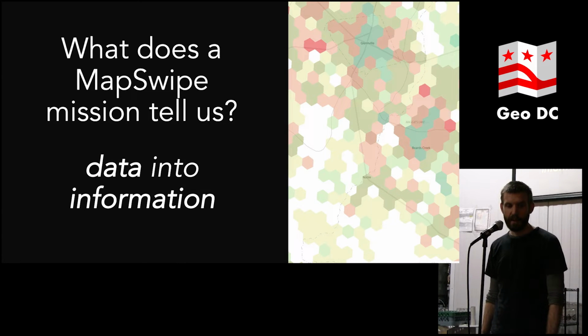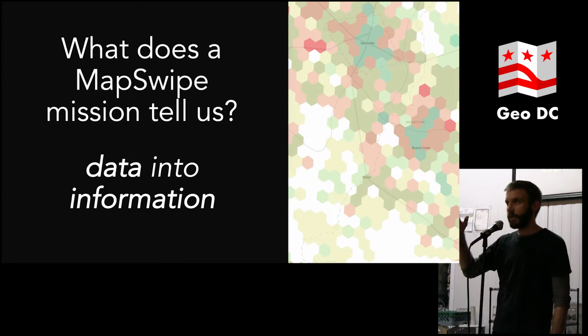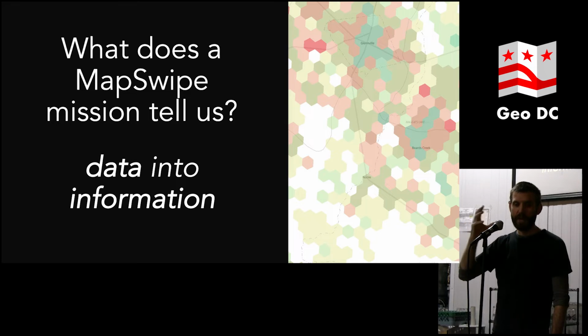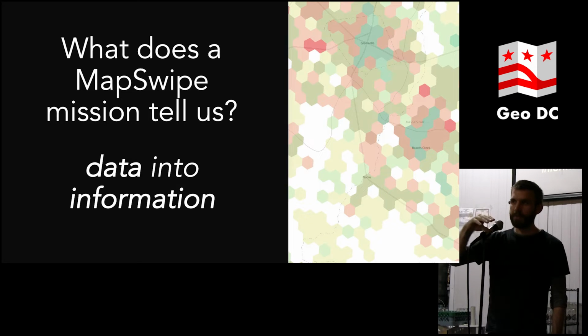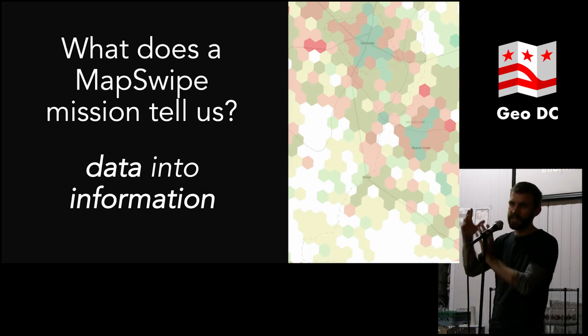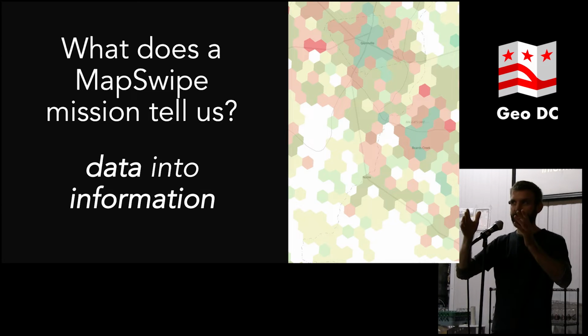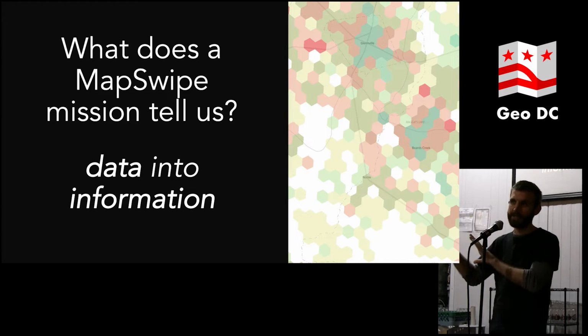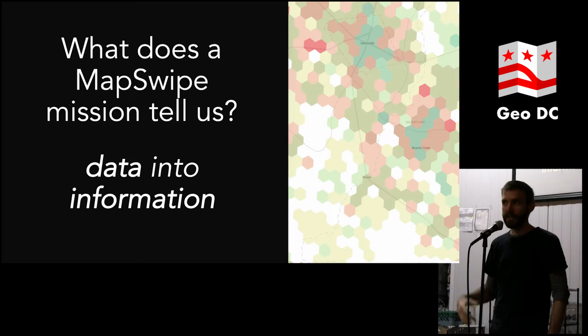So some of the things that we're looking to improve and some of the gaps in our process right now is, what does a MapSwipe mission tell us? So we have all these mission types, and you can set how many people you want to review each scene or each feature, and then you get the results of how many people tapped yes, how many people tapped no. But how do you get from those numbers to, this is good data, this is bad data, or, we're sure that a change happened here, we're not so sure this change happened here?